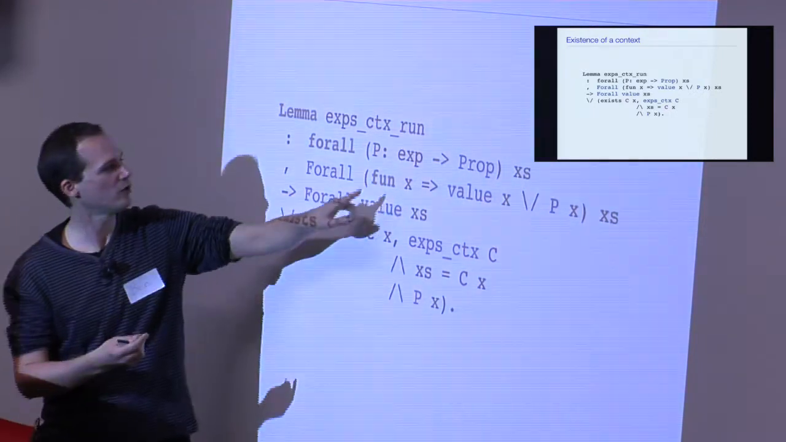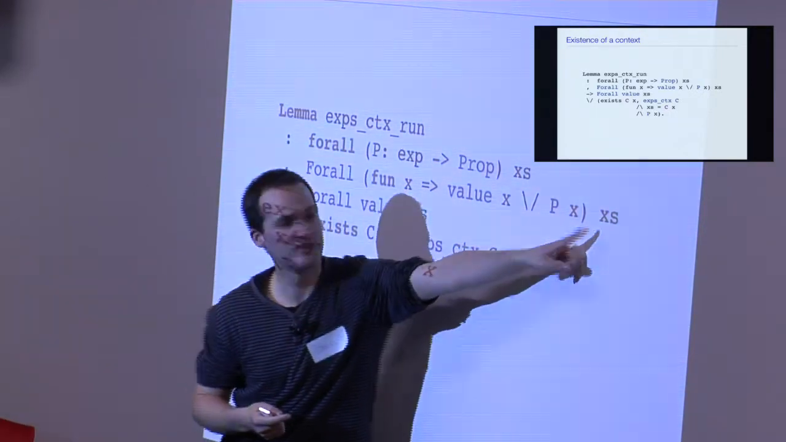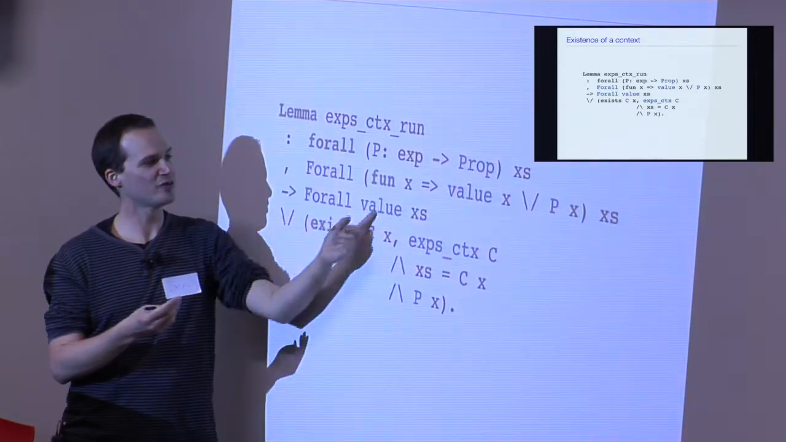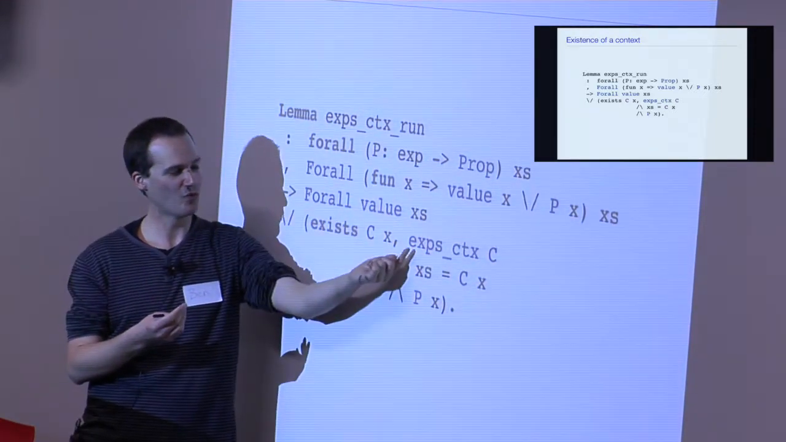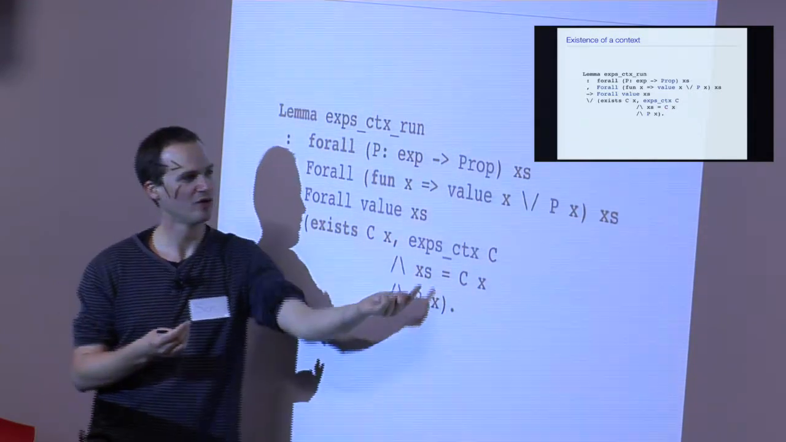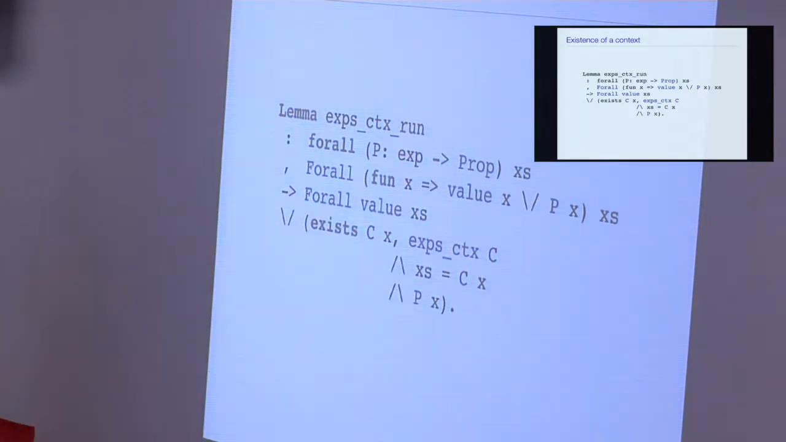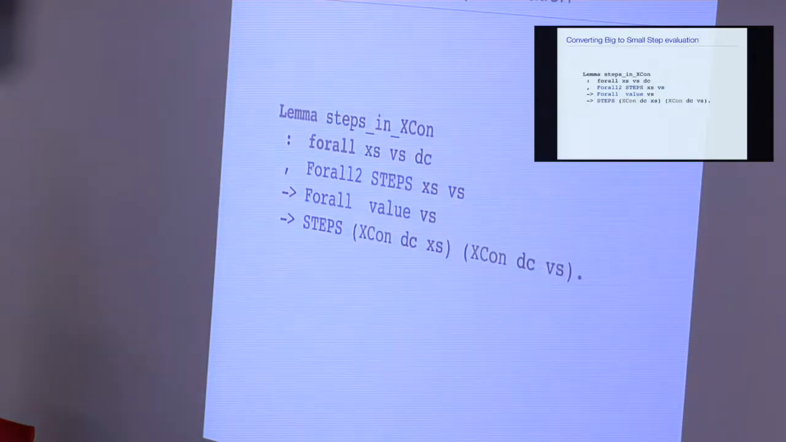If all of a list of expressions are either values or have some property, then either they're all values or there is a context such that one of them has the property. So you need that for progress. Okay, so that I sort of worked out. So that wasn't too bad.